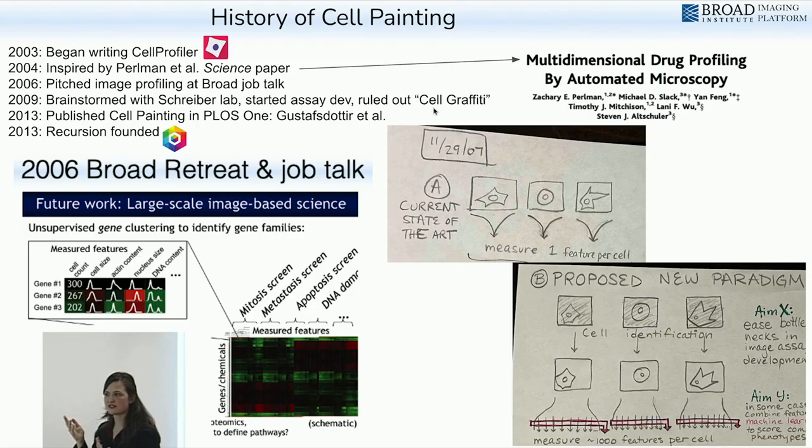We actually ruled out the idea of making cell graffiti. At some point, there was the idea of, let's take 30 fluorescent dyes and just dump them on the cells, and who knows what's what, but it will make a visual fingerprint. Today, I think you could make such an assay and people would believe it and understand it and be like, okay, that's a cool way to get information out of images.